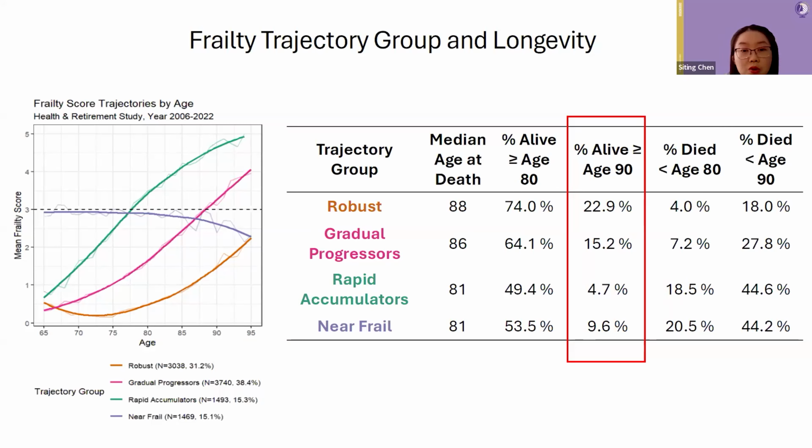If you pay attention to the box that I highlighted here, the proportion who survived to age 90 in the robust group, nearly 23% reach at least age 90. Among gradual progressors, the number drops to about 15%. For the near frail group, it's only about 10%. And in the rapid accumulators, survival beyond 90 is the lowest. It's just 4.7%. So this highlights how different frailty trajectories are associated with longevity, particularly survival into advanced ages like 90 and beyond. Next slide, please.